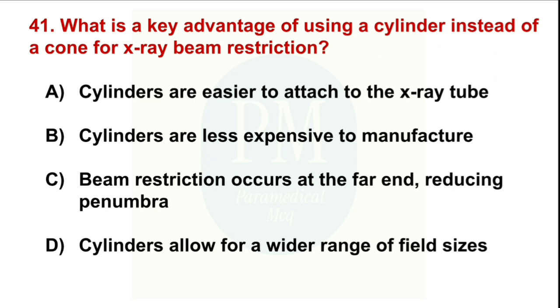What is the key advantage of using a cylinder instead of a cone for X-ray beam restrictions? Option A, cylinders are easier to attach to the X-ray tube. Option B, cylinders are less expensive to manufacture. Option C, beam restrictions occur at the far end, reducing penumbra. Option D, cylinders allow for a wider range of field size. The correct option is option C, beam restrictions occur at the far end, reducing penumbra.